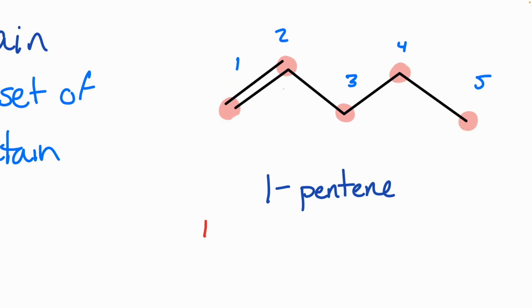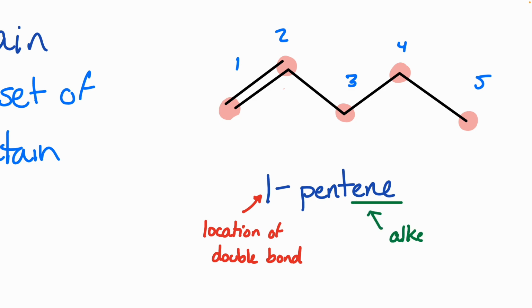Okay, I have the location of that double bond. And I have that ENE ending, letting me know that it's an alkene. And then, of course, my pent for my 5 carbons.